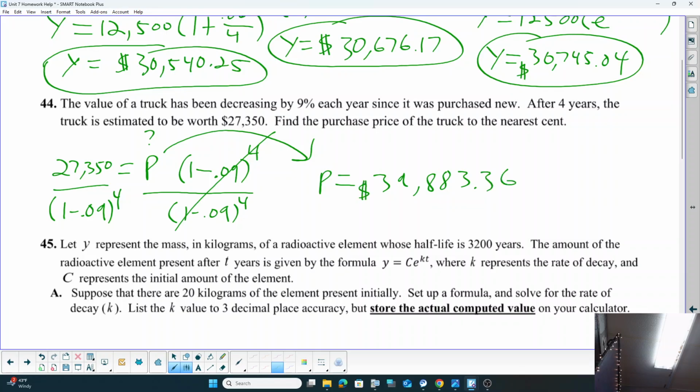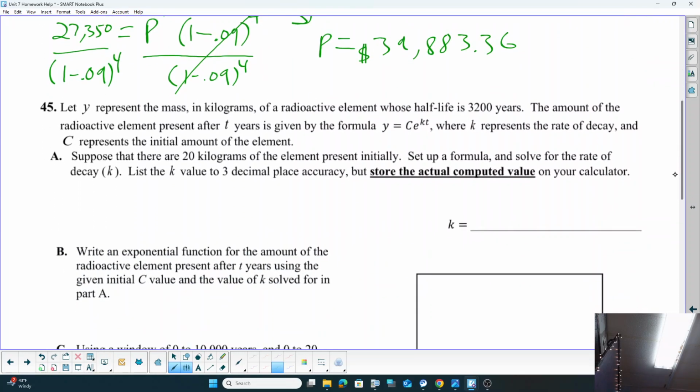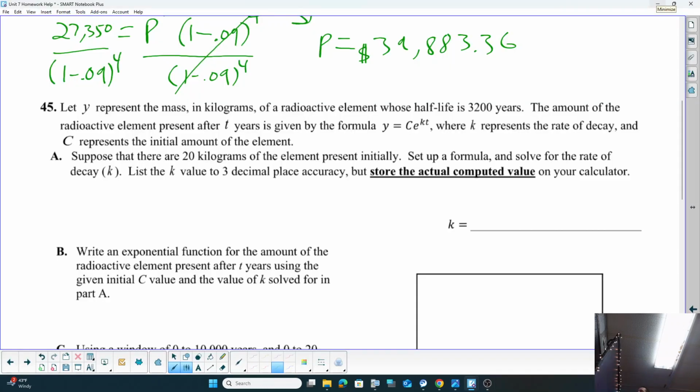Nice. Okay, so then let y represent the mass in kilograms of radioactive material whose half-life is 3,200 years. There's our formula, y equals C e to the kt. We just learned this, so hopefully you can do this on your own. Pause me. You got this. You just learned it. Try it on your own.